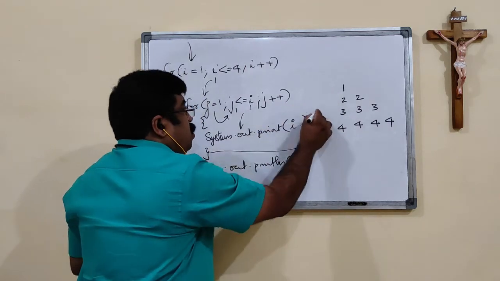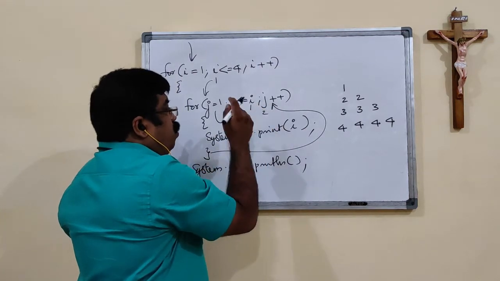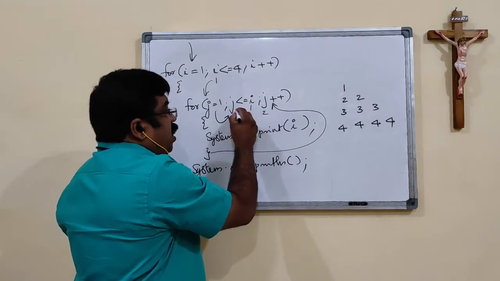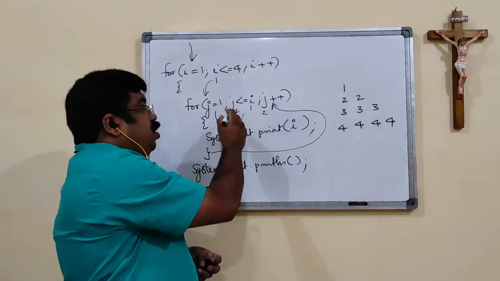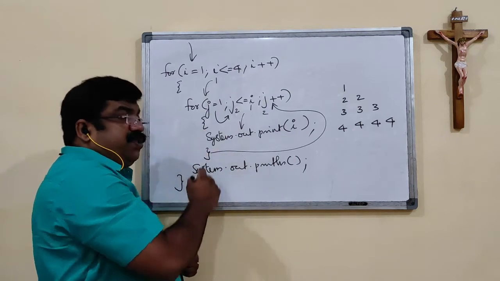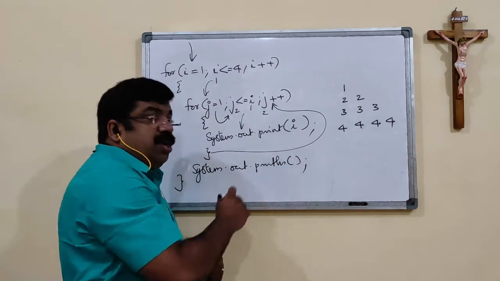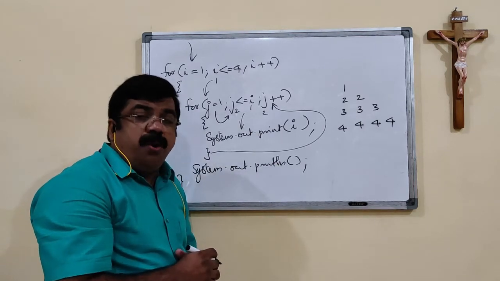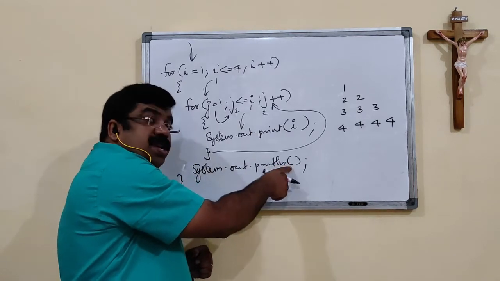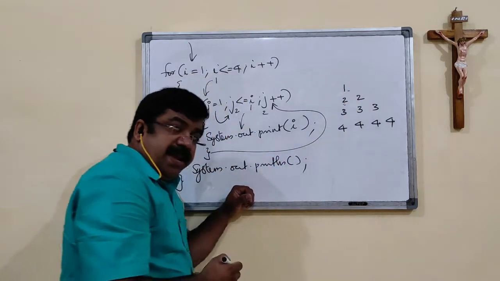Now what happens? j gets updated. j becomes 2. Checking, 2 is less than 1, false. 2 is equal to 1, false. Jumping out of this, we are coming to the new line. System.out.println. We are getting a new line here. The cursor goes from there to the next line.